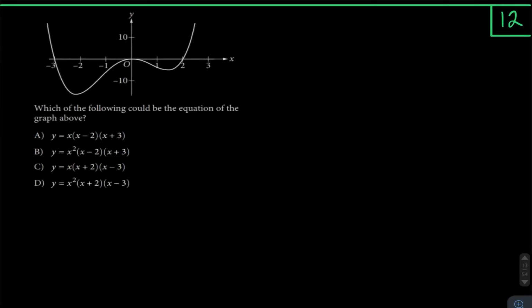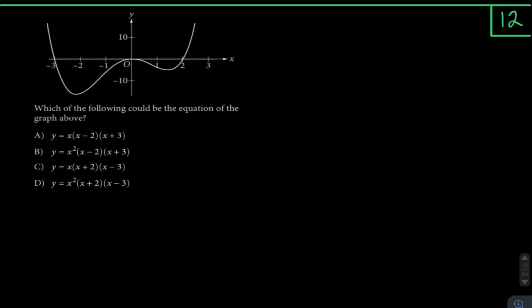Problem 12. Now we have a curve, and it says which of the following could be the equation of the graph above. Okay? This is all about zeros, right? This is giving us where this graph intersects the x-axis. And the reason why I know it's about zeros is because the way that these equations are all kind of sprawled out here, that's all the zeros here, right? And so we could just match the zeros in our answers with the zeros here.